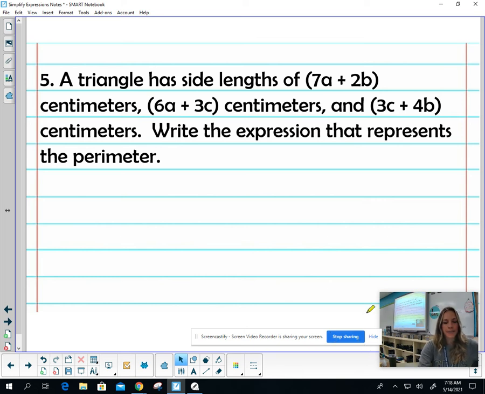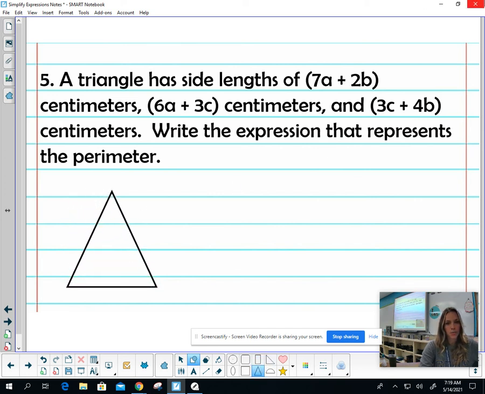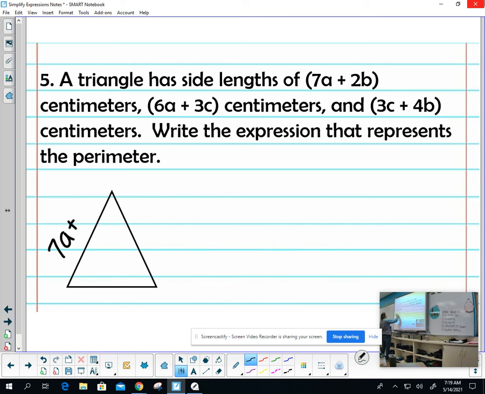A triangle has side lengths of 7a plus 2b centimeters, 6a plus 3c centimeters, and 3c plus 4b centimeters. Write the expression that represents the perimeter. Okay, so we have a triangle here, and we have our 3 side lengths. Visually, I'm thinking, I have 7a plus 2b, I have 6a plus 3c, and I have 3c plus 4b.